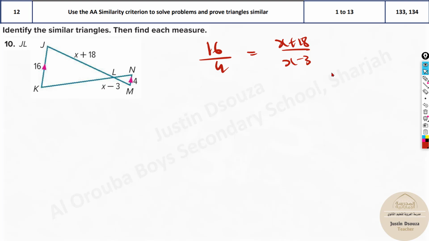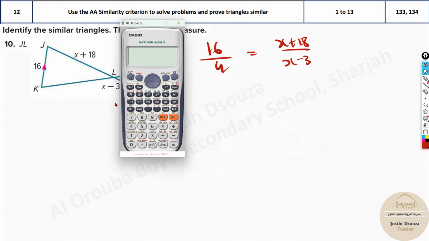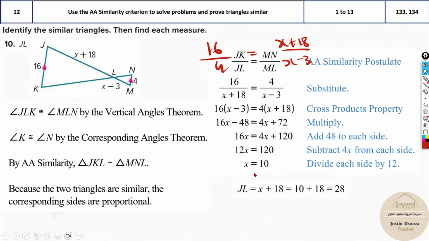Now I'll just directly do it in the calculator. I'll show you how. In your calculator, just substitute these values. 16 divided by 4, which is 4 itself, equal alpha x plus 18 divided by alpha x minus 3. Just shift and solve, equal to, the value is 10, x is 10. But now that is not the answer. JL is what? Substitute 10 everywhere. Substitute 10 instead of x. 10 plus 18, 28.